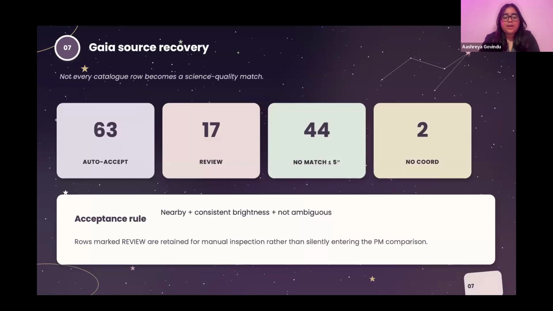So in this source recovery from the 126 SpiderCat systems, 63 of them I was able to find a high quality match. Everything was great. 17 of them had a few inconsistencies here and there that I had to check for, so I had to review those. 44 of them, unfortunately, had no Gaia source within 5 arc seconds, so I couldn't really use those. And then 2 of them, I couldn't reconstruct usable coordinates at all. So again, unfortunately, could not use them either.